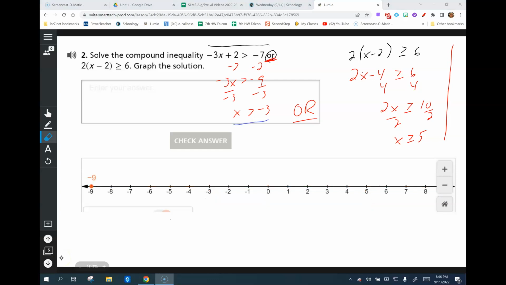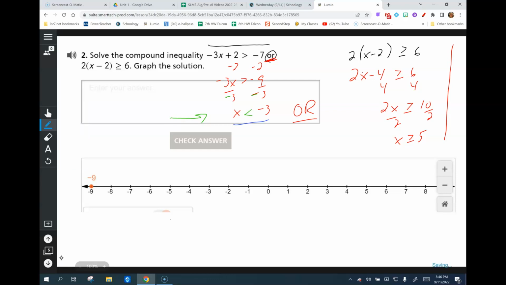Okay, I made a mistake on the first one. Did you see my mistake? Do you see my mistake right here? What's my mistake? I divided by a negative. When you divide by a negative 3 or negative anything, that's going to flip your inequality sign. So this should be going the opposite direction, and that makes a huge difference in our answer.